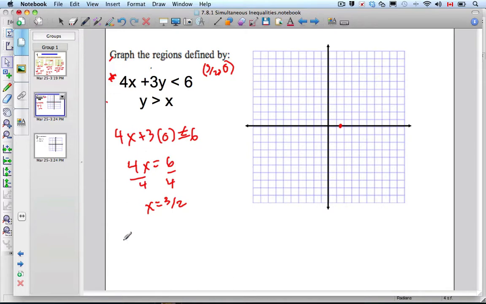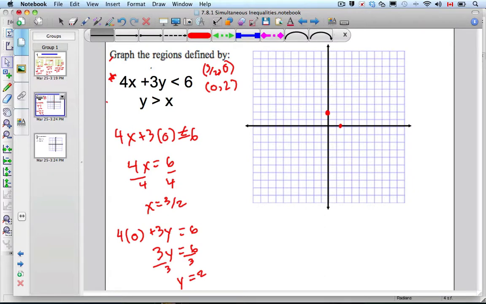Do the other intercept, which means we're looking for the y-intercept, so the x is 0 this time. So 4 times 0 plus 3 times y is equal to 6. So 3y is equal to 6. Divide by 3. Our y is going to be equal to 2. So we can plot that point. And this is actually a less than symbol, so we know right away that it's going to be a dotted line.